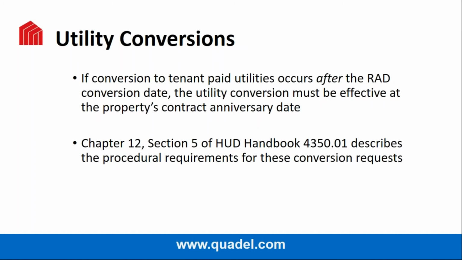And just a couple of added notes here about the timing of utility conversions. If conversion from PHA or owner-paid utilities to tenant-paid utilities occurs after the RAD conversion date, then the utility conversion must be effective at the property's next HAP contract anniversary date, so it will not necessarily go into effect at the time of HAP contract execution. Just a reference here that Chapter 12, Section 5 of HUD Handbook 4350.1, which is HUD's Asset and Project Servicing Manual, describes the procedural requirements for utility conversion requests. So PHAs and owners planning to convert utilities, you may want to familiarize yourselves with that section in that chapter.